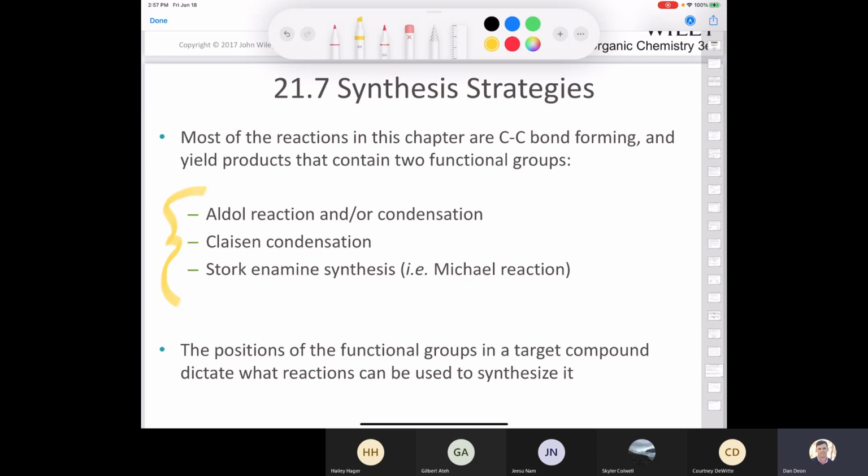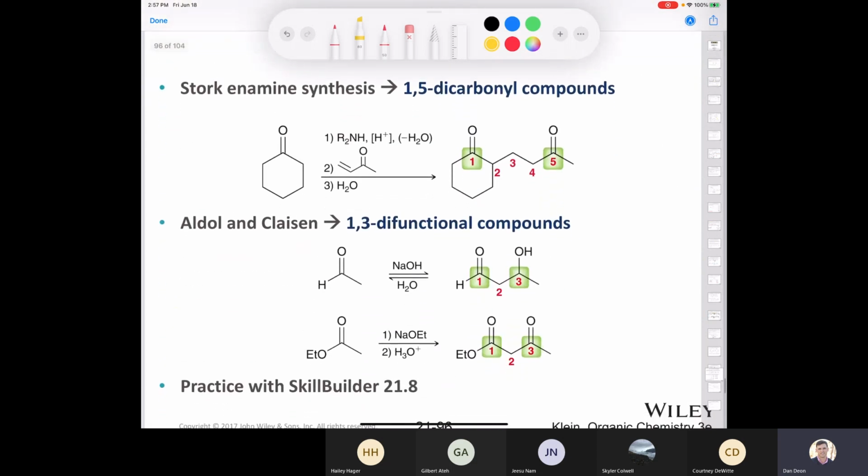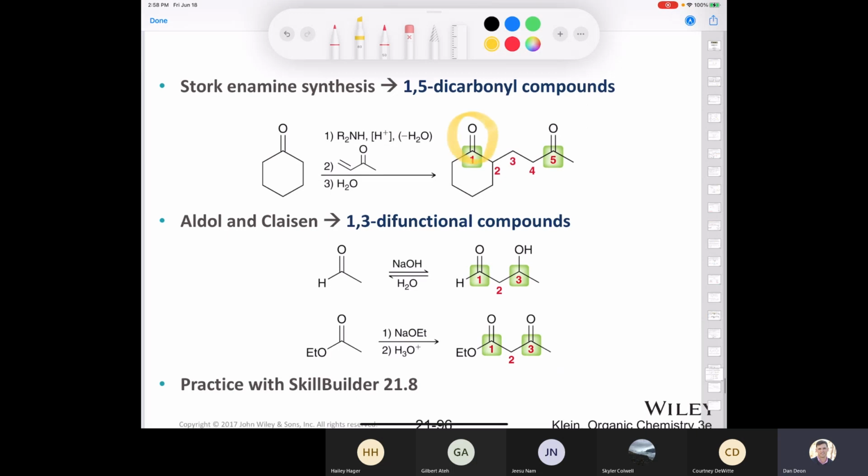So positions of functional groups in a target compound are going to be really helpful. In fact, you've heard me mention this a few times. If I have a 1,5 compound, for example, I start thinking about Michael addition. Well, here are some strategies that Dr. Klein has come up with. If you have a 1,5 compound, whether it's a 1,5 dicarbonyl, you could reduce that to a 1,5 diol. So whenever I have a 1,5 functional group in a compound, I'm usually thinking Michael addition. So here, if you have a 1,5 dicarbonyl, you'd want to think about the Stork enamine synthesis.